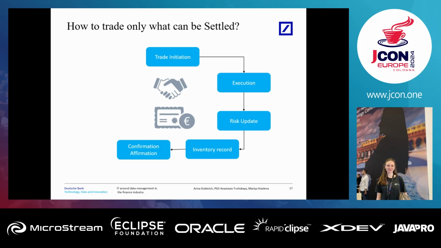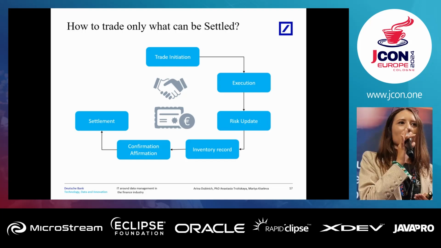Next, the trade should be confirmed and affirmed. It's an additional acknowledgement from both sides about the trade terms. Next, the trade should be settled. What does settlement mean? It means that on the due date, the security should be transferred from the seller account to the buyer account, and cash flows should be transferred accordingly from the buyer account to the seller account.